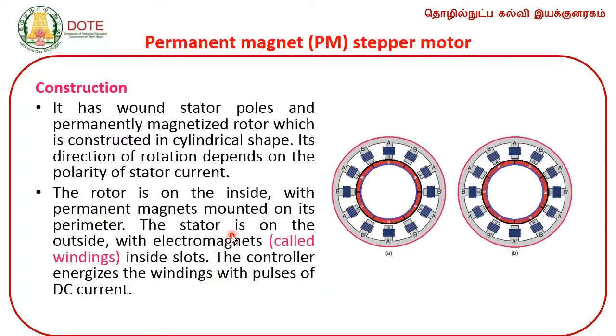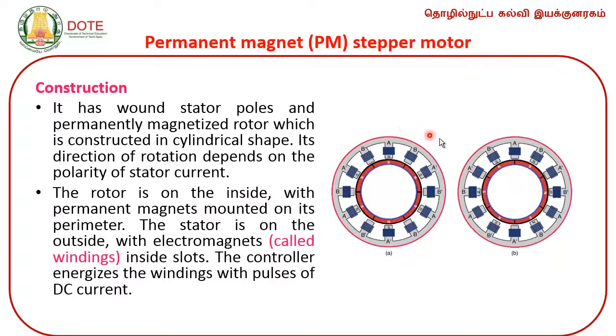Coming to the construction of the permanent magnet stepper motor, it has wound rotor stator poles. These are the stator poles, which are all permanent magnets, wound rotor stator poles and a permanently magnetized rotor which is constructed in cylindrical shape. Its direction of rotation depends on the polarity of the stator current.